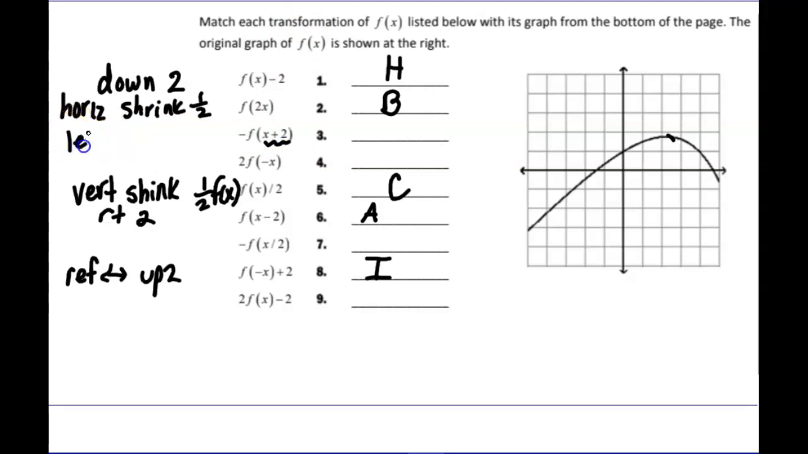Left 2. And then an outside negative is, I'm just going to write upside down. Is that okay? It's reflect over x. Okay, so it should be upside down and left 2. So if we moved it left 2 and then flipped it upside down, something like that, I don't know.